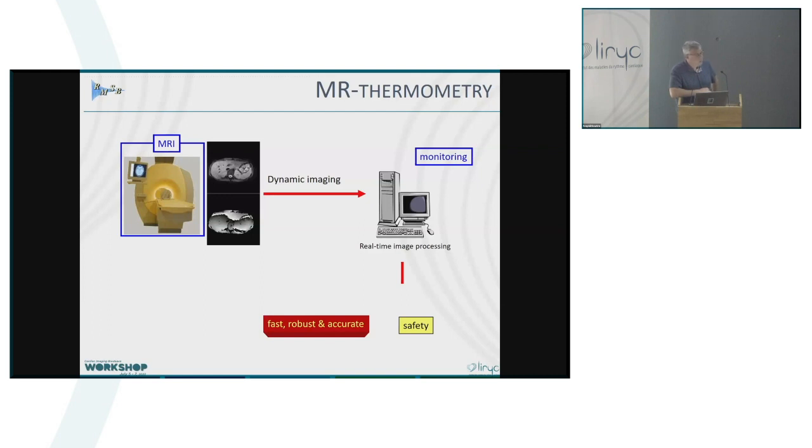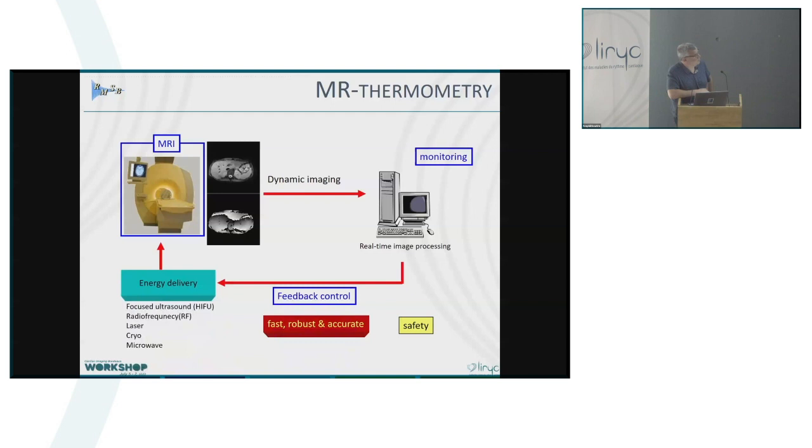For this, we use a rapid gradient echo-based sequence, because the frequency of the MR signal varies linearly with temperature over the range up to 100 degrees. So basically, you can map this temperature change into the phase as a function of time. For this, you need to do dynamic imaging and process the images in real time to extract the temperature change that you will plot on top of your magnitude image where you want to treat.